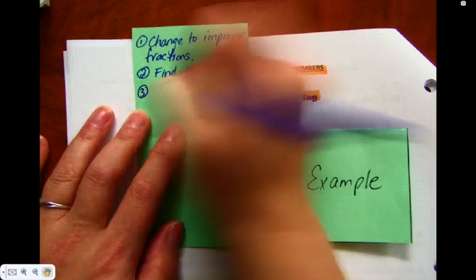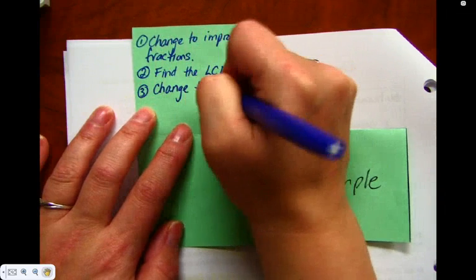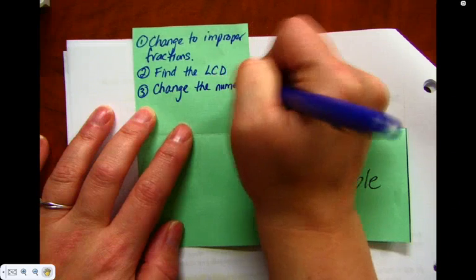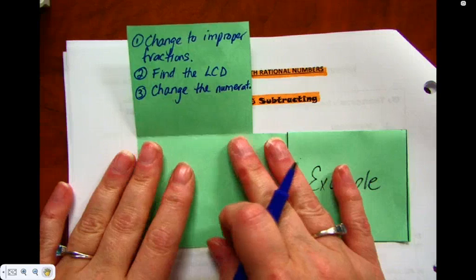Step number 3, change the numerators, which I'll explain more in a second. I ran out of room, so I just abbreviated. If you're not an abbreviator, then write out the full word, whatever works for you. Change the numerators.